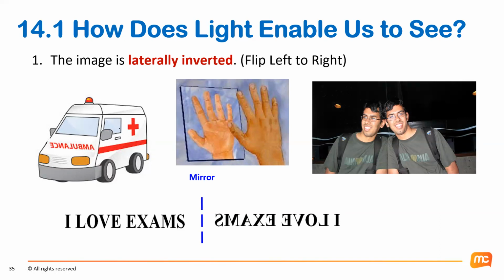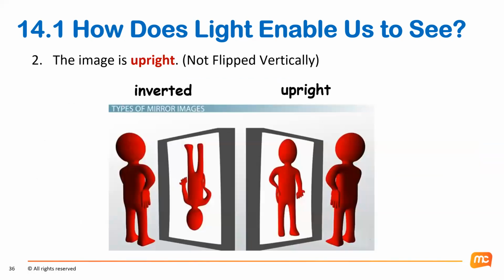That's laterally inverted. The word laterally must be stated because the image is not inverted, but it is laterally inverted. So what does it mean by not inverted? Inverted means flip. Naturally, if we just say it is inverted, it means that it looks like this, flipped vertically. But mirror images are not flipped vertically. They are only flipped left to right. So we say that the image is upright. Upright means like this: your head is still at the top, your legs are still at the bottom. You are not flipped vertically.